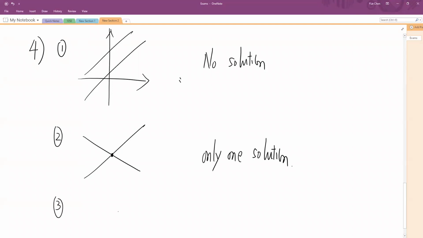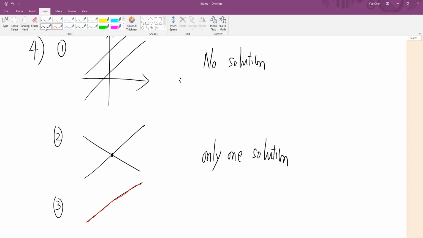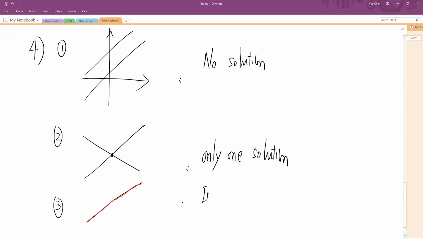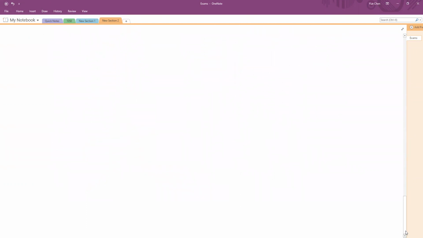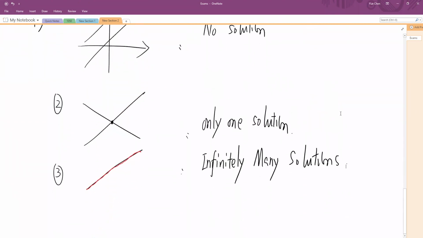3, 2 lines are actually the same line. They coincide. Okay, the same graph. So that means you will have infinitely many solutions. Okay, so this case we call dependent solutions. It's the exact same thing. Okay, this is number 4, right?